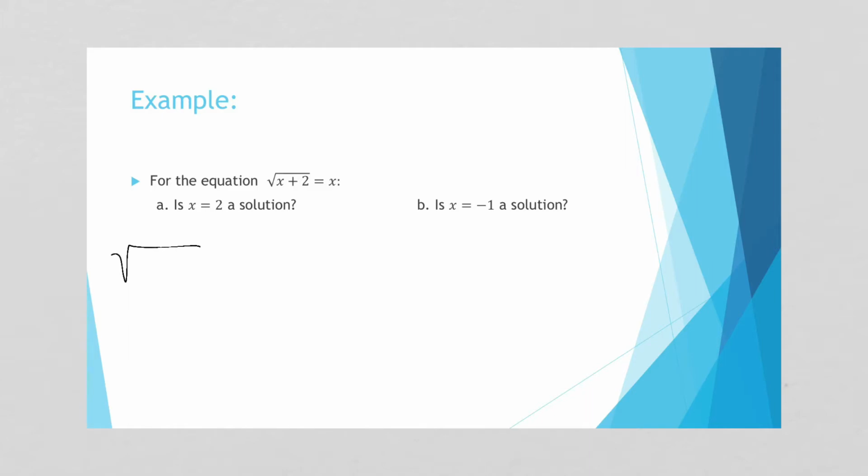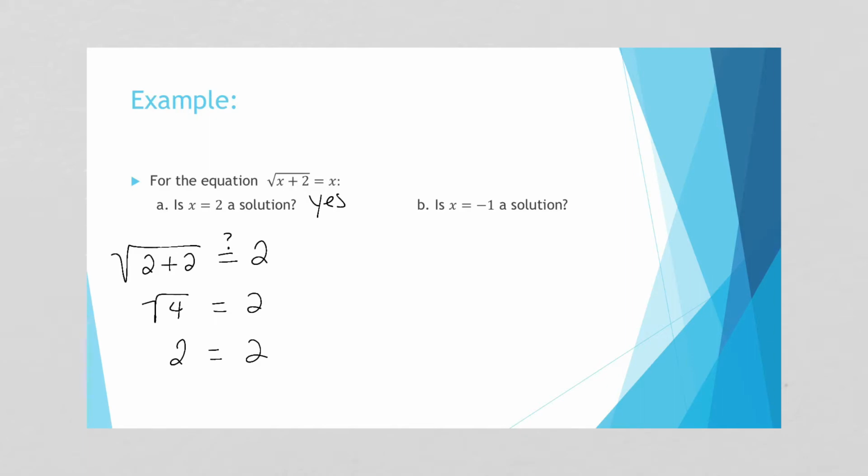So the square root of 2 plus 2, I'm going to put a little question mark above that, is that equal to 2? So I've got the square root of 4 is equal to 2, and the square root of 4 is 2, and 2 does equal 2. So we would say yes, this is a yes or a no question, okay?